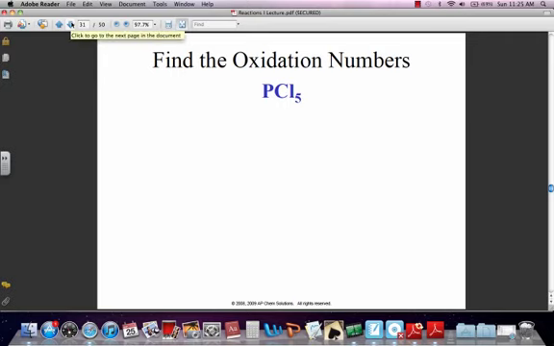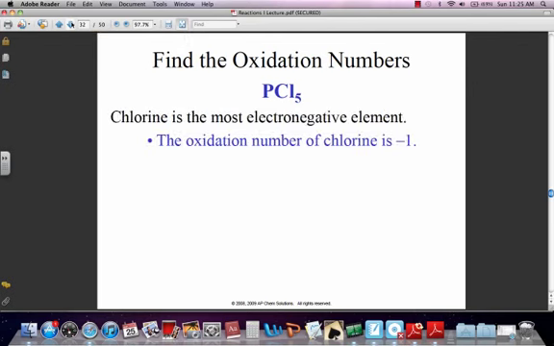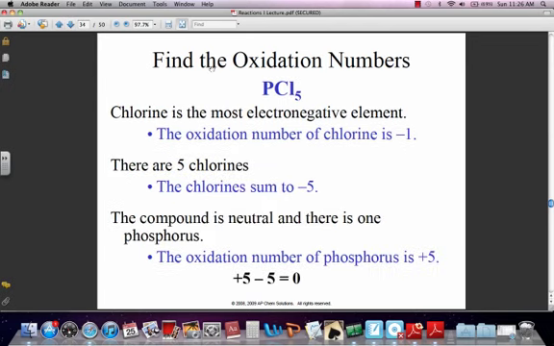So let's look at this one. PCl5. Chlorine is the most electronegative element, therefore it's going to get its normal charge of -1. There's 5 of them, that's a total of -5. Therefore phosphorus in this particular situation must be what? +5.